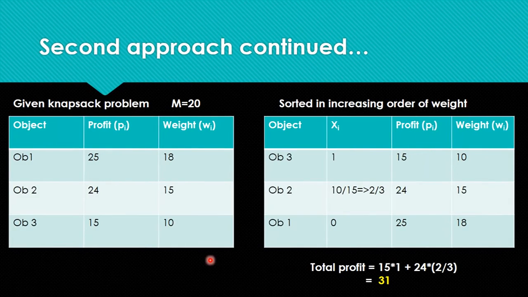Let's try to solve the given knapsack problem using the second approach. We have sorted the objects in increasing order of their weight. Now we have taken the third object completely and the second object, and we have taken only the 2 by 3 part because when we take the second object the knapsack is overflowing. Now the total profit comes as 15 plus 24 into 2 by 3, which is equal to 31.